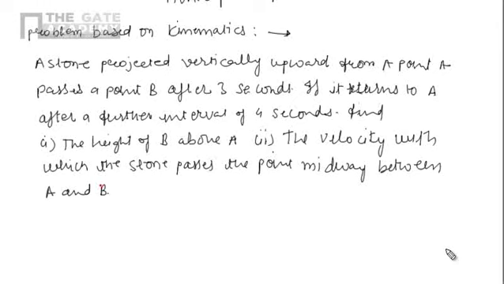So this one is the desired problem. Here a stone is projected vertically upward from point A, and it passes the point B after 3 seconds, and if it returns to A after a further interval of 4 seconds, then we have to determine the height of B above A and the velocity with which the stone passes the point midway between A and B. Let's solve this problem.